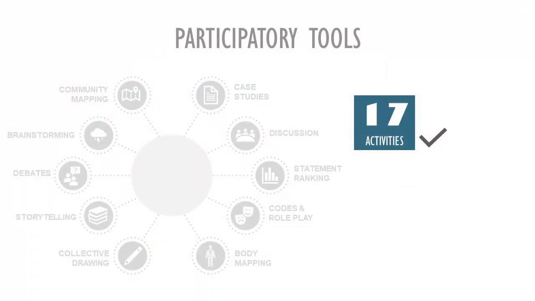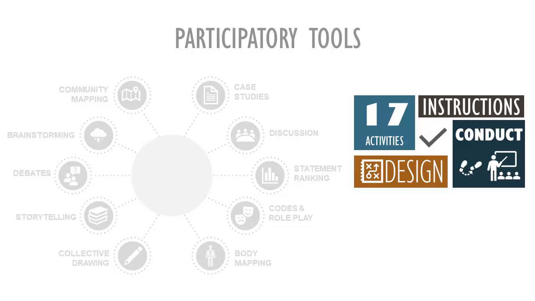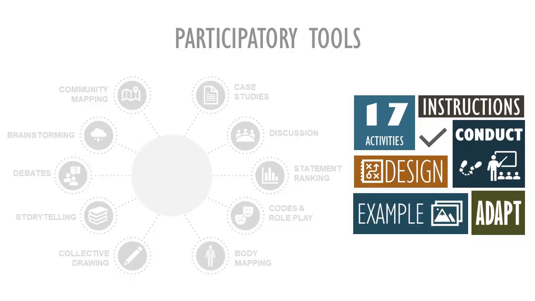The manual includes 17 distinct participatory activities and provides instructions on why and when to use each activity, how to design the activity, how to conduct the activity, how to change or adapt the activities for different cultural contexts, and an illustrative example within the context of livestock systems training.